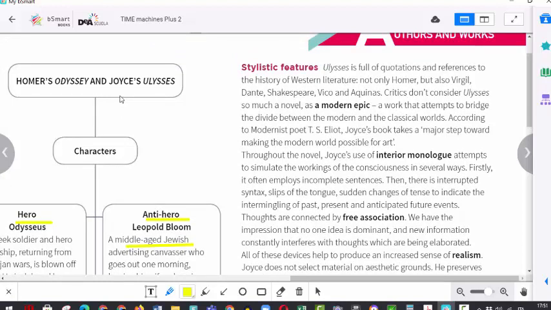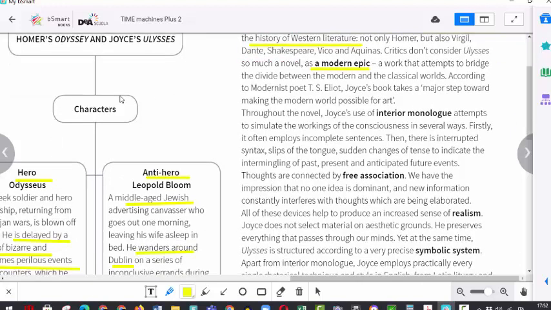Of course, there are plenty of quotations taken from everywhere, Virgil, apart from Homer, of course, Virgil, Dante, Shakespeare, Vico, and so on. So we can call it more a modern epic than a novel, because it's an attempt to connect the past and the present, the classical world with the modern one, the harmony of the classical world with the fragmentation and despair of the modern one.